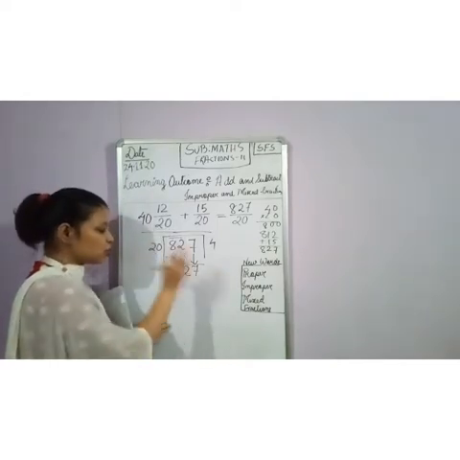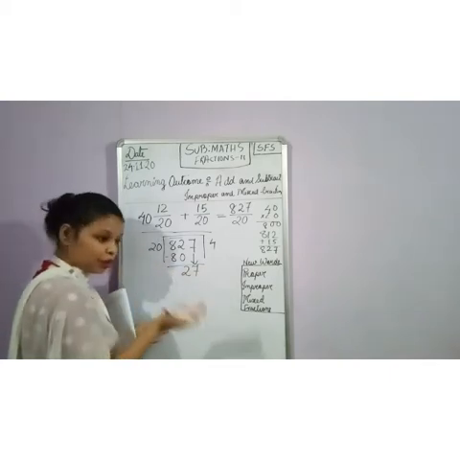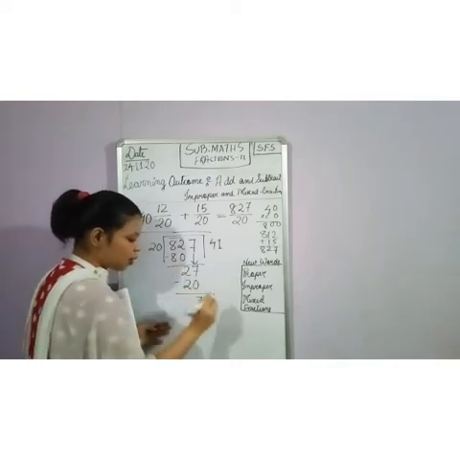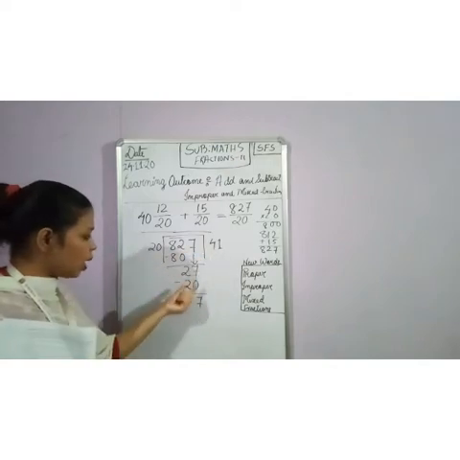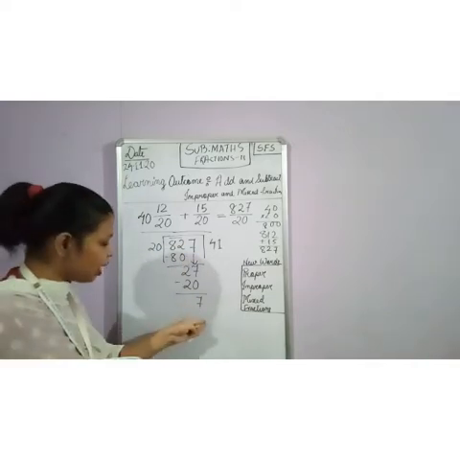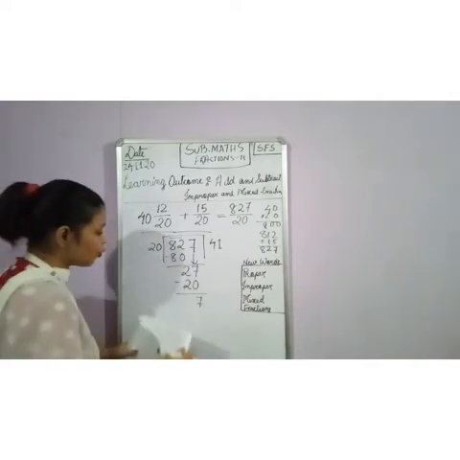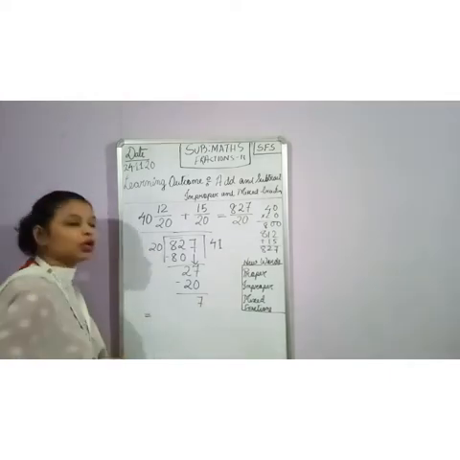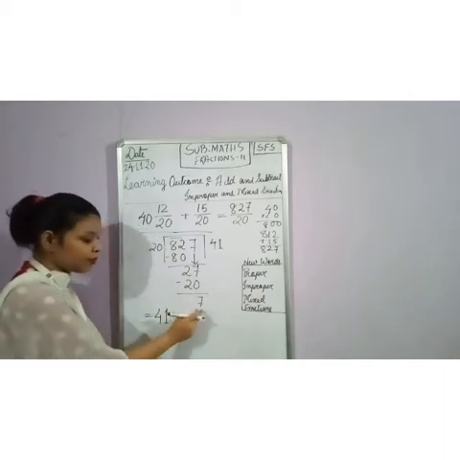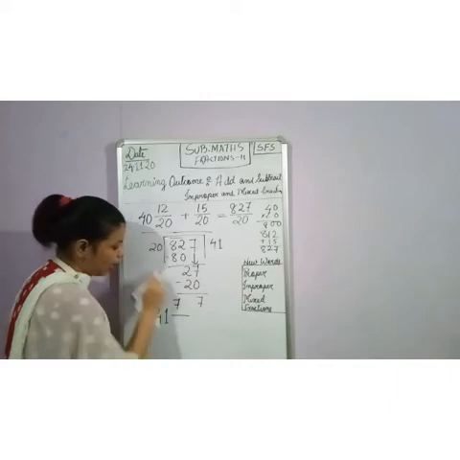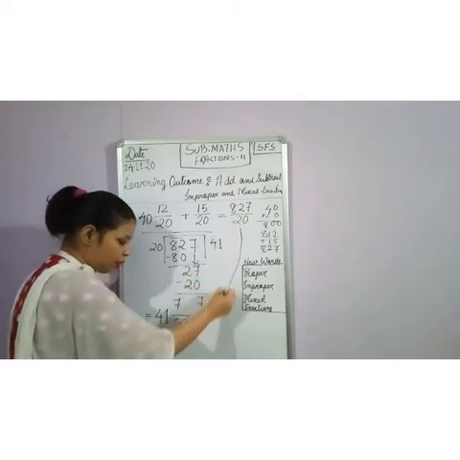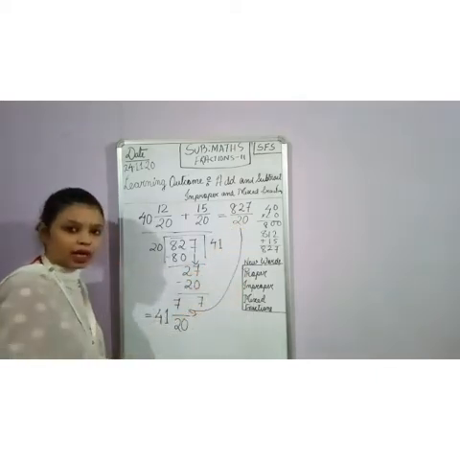Now if you take 20 into 2, you will get 40, which will be a bigger number. So I will take 20 into 1. Understood? So 20 into 1, I will get 20 here, 7 will come down. Now it is no longer divisible. According to the rule, the quotient becomes the whole, 41. The remainder becomes the numerator and the divisor becomes the denominator. So now I have converted this improper fraction back into a mixed fraction.